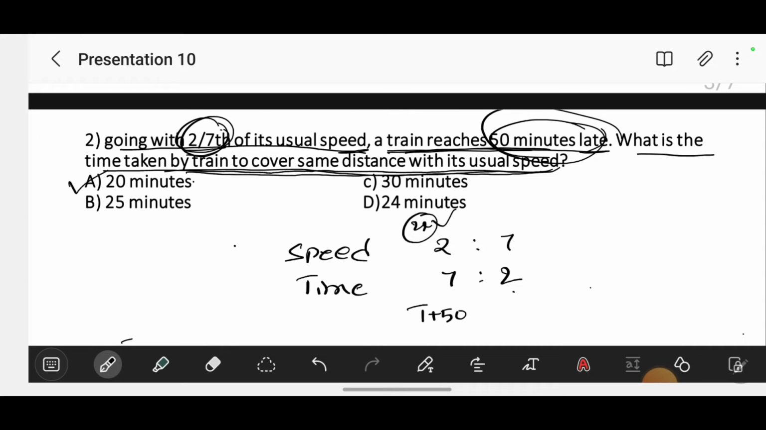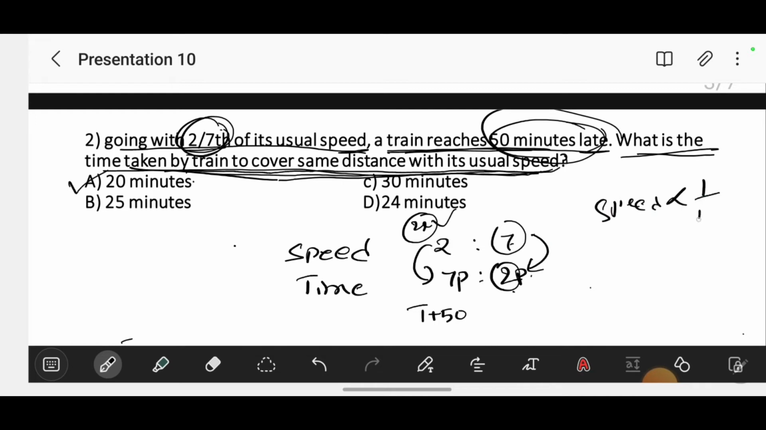And what is the time taken to cover the same distance with its usual speed? Its usual speed is 7x. That means for this the time ratio is 2 parts, and for the other it is 7p, because speed is inversely proportional to time. So speed 2 is to 7 becomes 7 is to 2 for time.